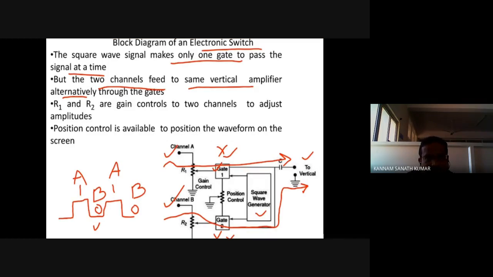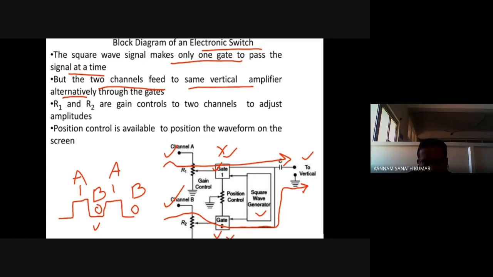Suppose this square wave generator is generating a square wave. So what happens when A is 1? A is 1 means channel A is selected, gate 1 is activated, and channel A is passed through the vertical amplifier. When B is 0, gate 2 is not selected, so the signal will not pass through the vertical amplifier.